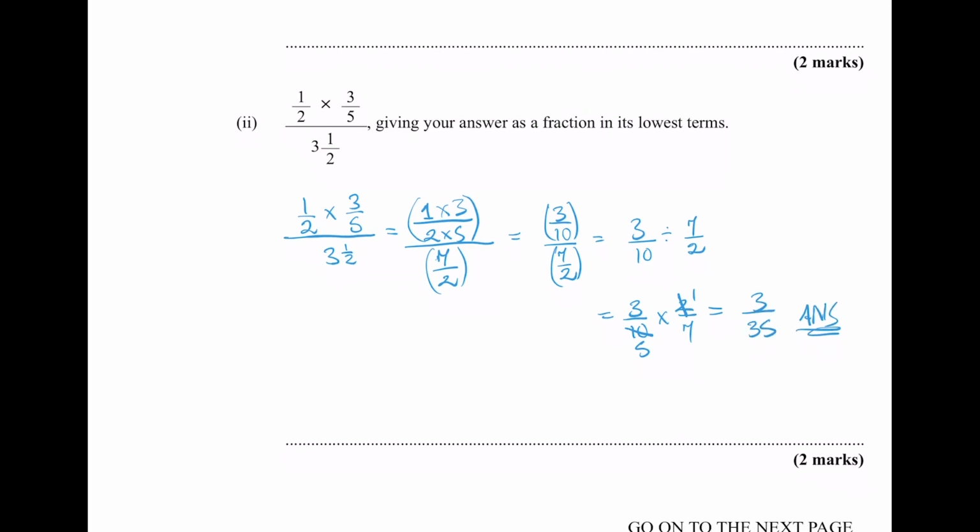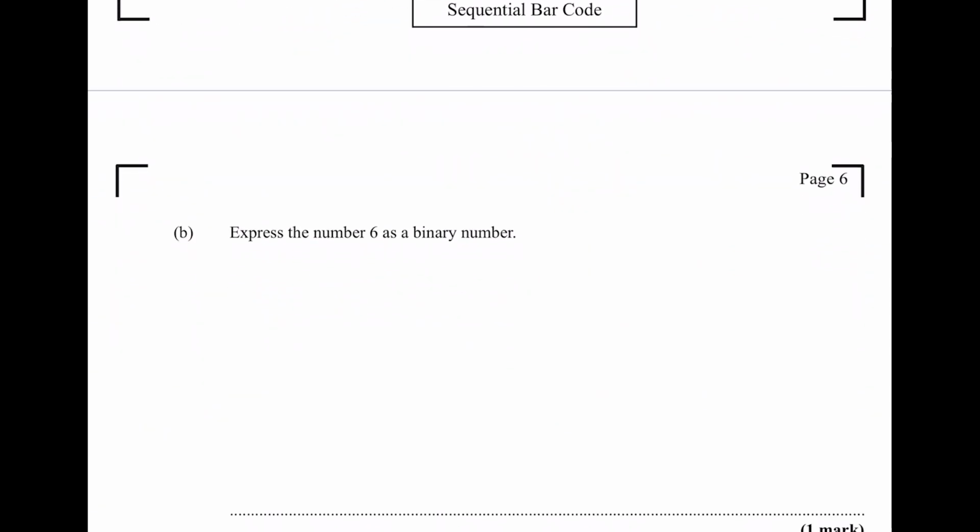Moving right along, part B of number 1 asks us to express the number 6 as a binary number. So what we do here is we take 6 and divide 6 by 2. So 2 into 6 goes 3 times, remainder 0, right? 2 into 3 goes 1 time, remainder 1. And 2 into 1 goes 0 times, remainder 1. Then we take those remainders and rewrite them in descending form. So 6 base 10 is equal to 110 base 2. And that is our answer.